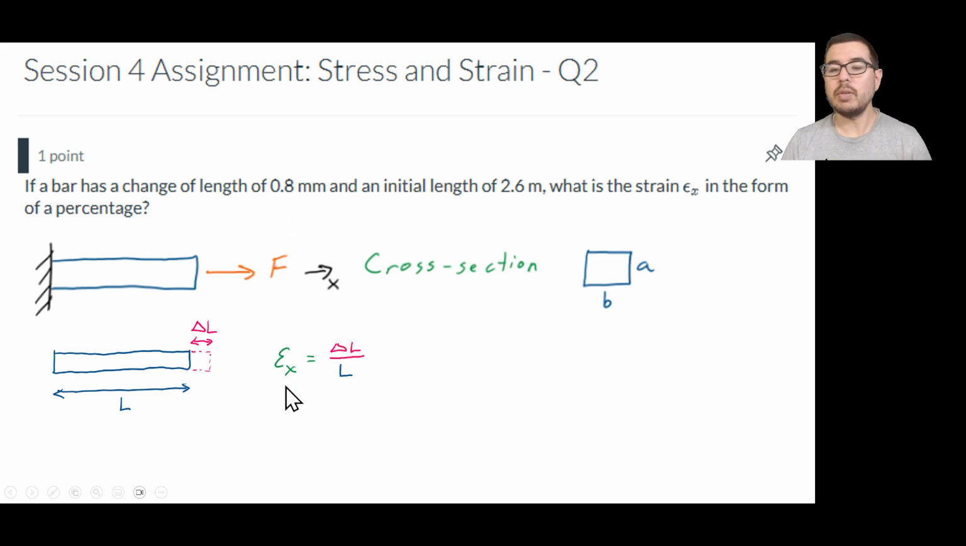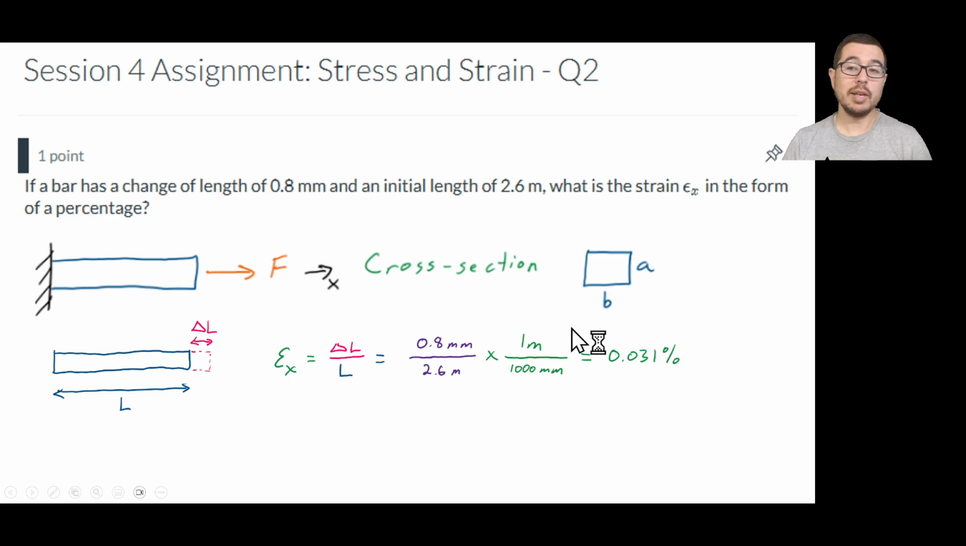So going to the math, we have epsilon x is equal to delta L over L, and that's going to be 0.8 millimeters over 2.6 meters. We want to make sure that we are in the appropriate units. To do that, let's make sure that we divide meters by meters. So we're going to convert these millimeters to meters, and then we'll go further and just multiply by 100. I didn't write it out, but it would be 0.00031, but then we multiply by 100, so we get 0.031%. And that's how we go about doing this problem.